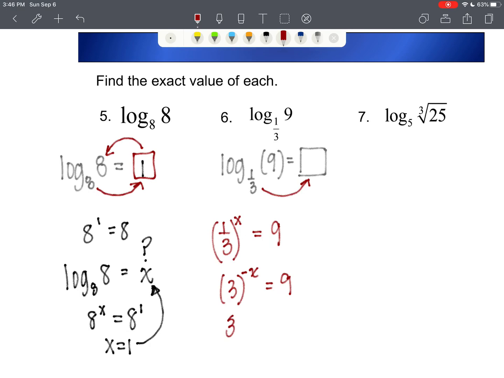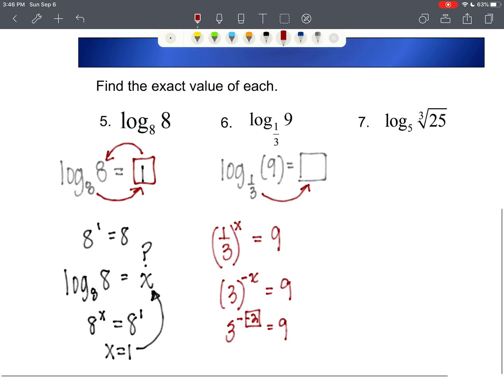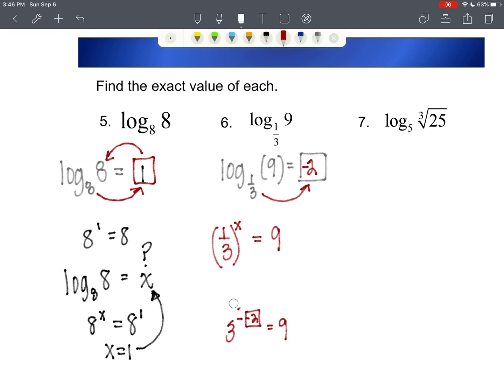3 raised to the opposite of negative 2, right? So that might be a little confusing. But if you know your exponents, it's not confusing at all, because you go back to the original and you say 1/3. Well, I know 3 squared is 9, but it can't be 2 because 1/3 times 1/3 is 1/9. I need to flip it to be a 9, so that would be negative 2. So 1/3 raised to the negative 2 power is equal to 9.